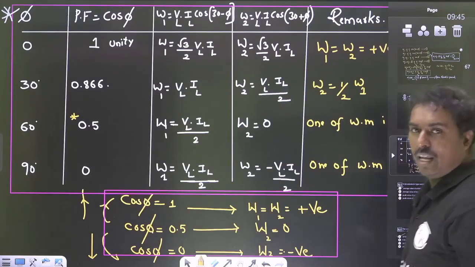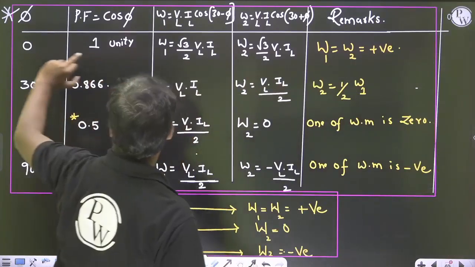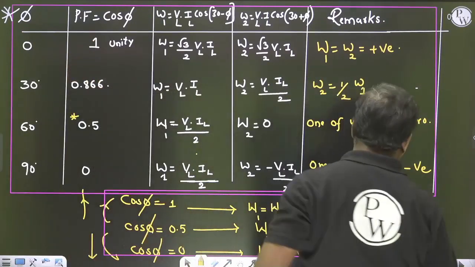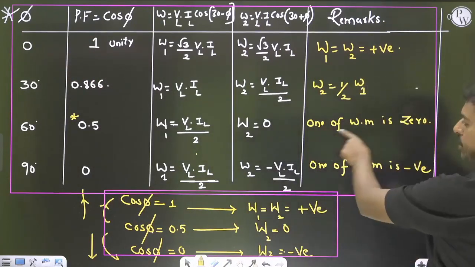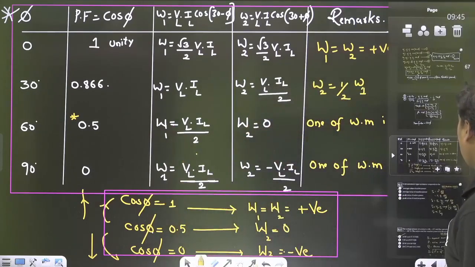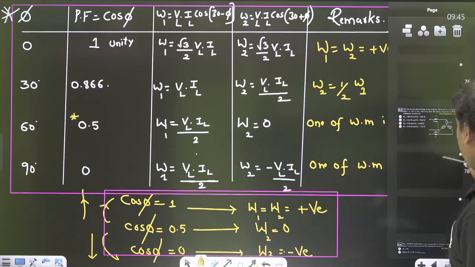If you see this slide, W1 is equal to W2 is happening when the power factor is unity. And one of the wattmeter readings is equal to 0 is happening when the power factor is 0.5. So if you can remember this directly, you can answer.